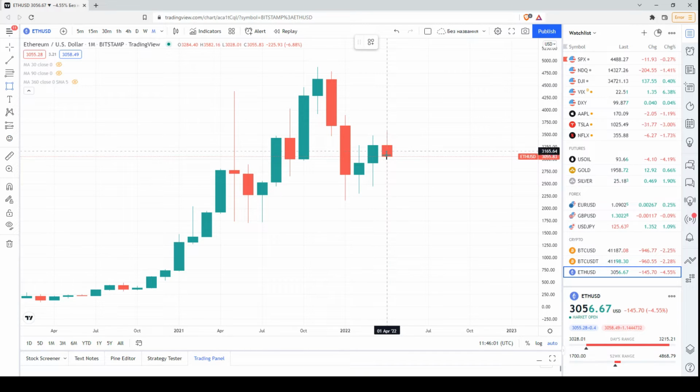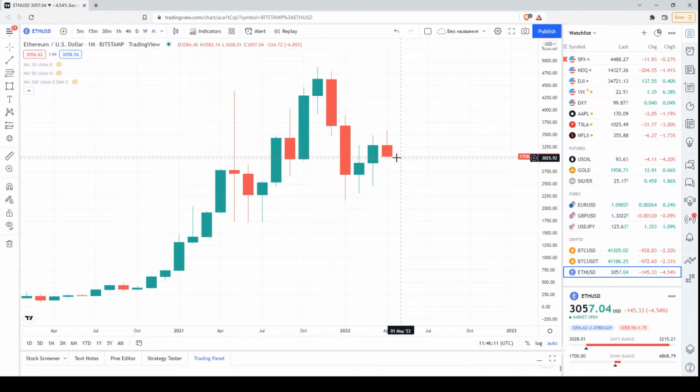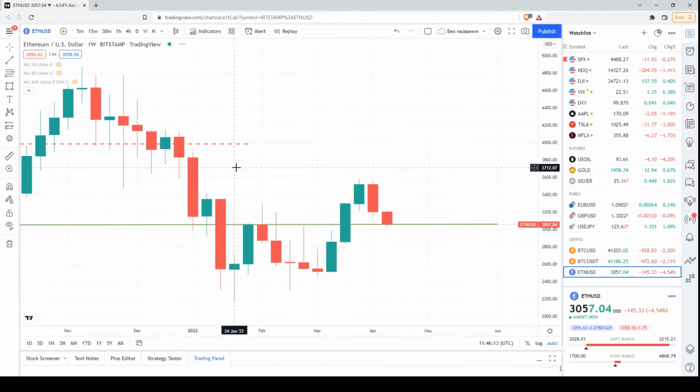But if at the end of the month we have exactly this candlestick, this will be a confirmation of this consolidation in my view, according of course to the monthly chart. Now let's have a look at the weekly chart.